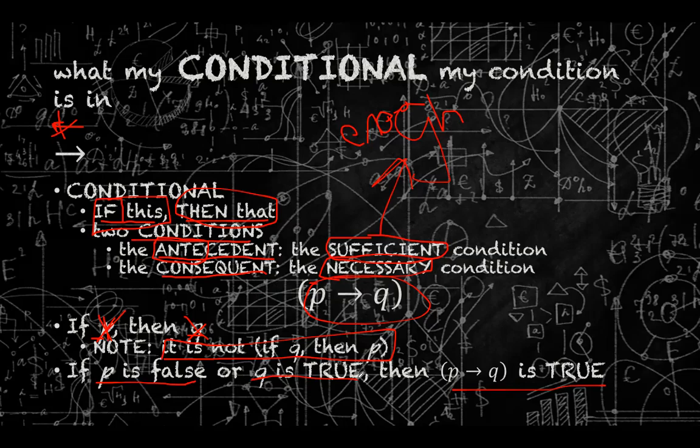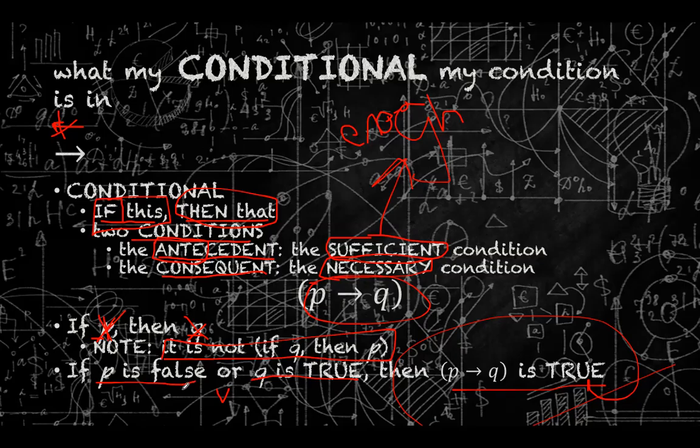But P can be true and Q can be true at the same time, right? Yeah, and so that would still be right because this is our disjunct. If they're both false, is that okay? Yeah, if they're both false, this is still true. Okay, right? So if P is false, this is true. If Q is true, this is true.